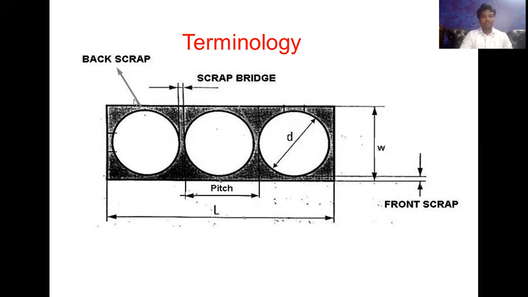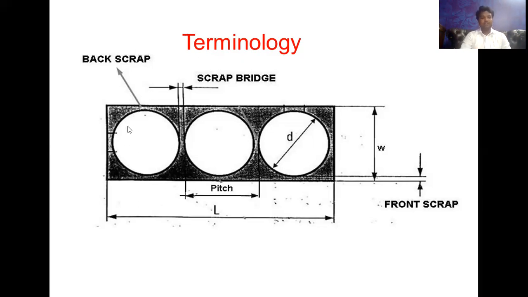Now, here we have to look into the terminology. Back scrap: the gap left at the back of the strip. Let us assume that we are the operators performing the blanking operation on this particular strip. The gap which is left away from the operator is called the back scrap. The gap which is left in front of the strip, nearer to the operator, we call the front scrap.